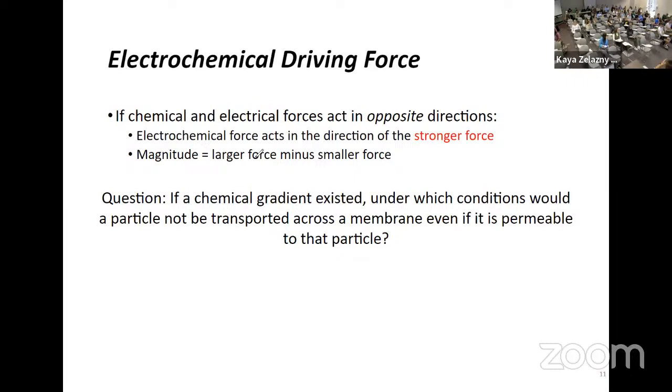If the electrical force was greater in the other direction. Yeah, exactly. So if we have a chemical driving force for something to go into the cell, but the electrical driving force is going the opposite direction, pushing it out of the cell, and that electrical driving force is stronger, we're not going to see movement of that ion into the cell, even though that concentration gradient exists.